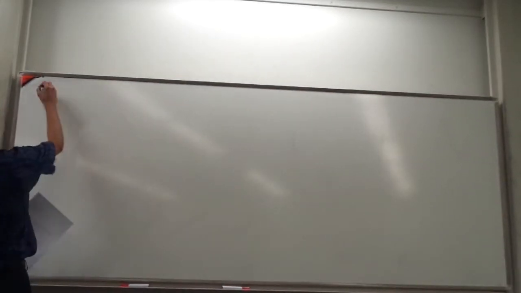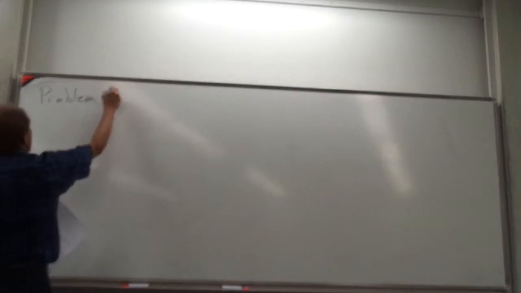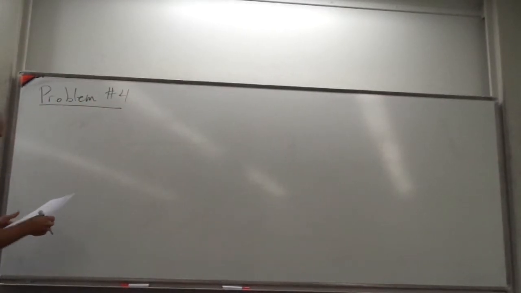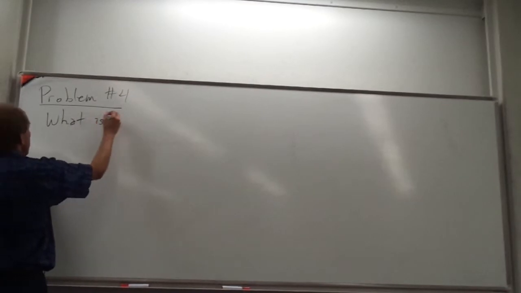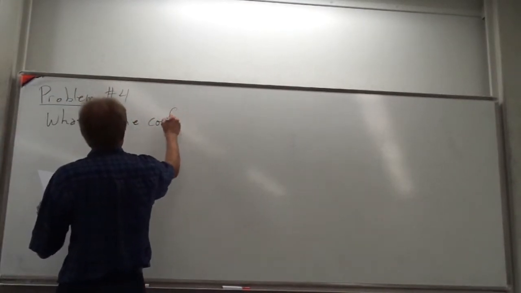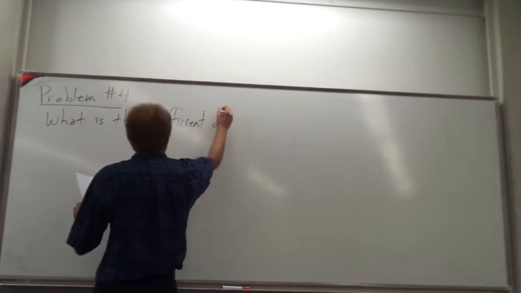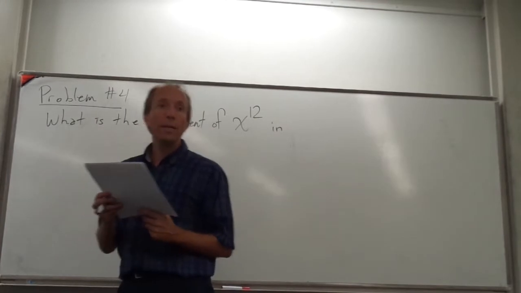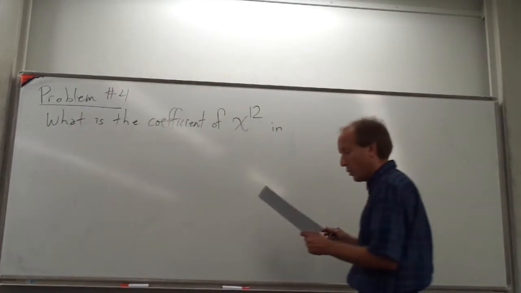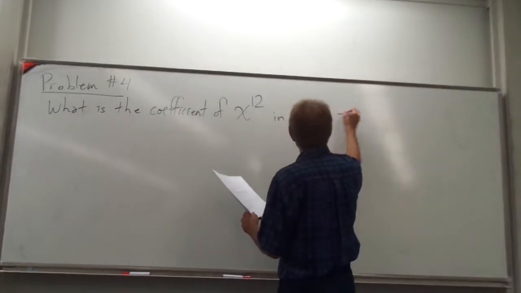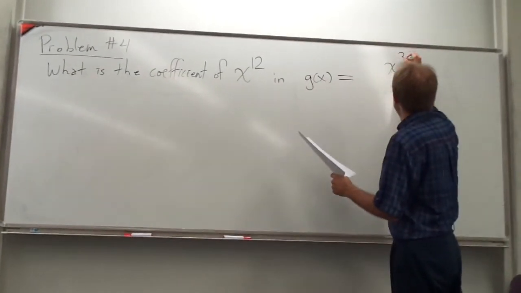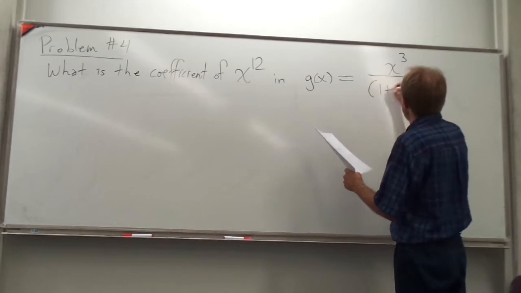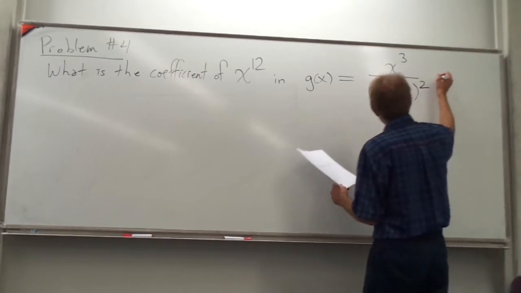All right, can I go on? Are we okay? All right, let's try this one. Number 4. What is the coefficient of x to the 12th in the following expression? Let's take g of x equals x cubed over 1 plus 4x quantity squared.